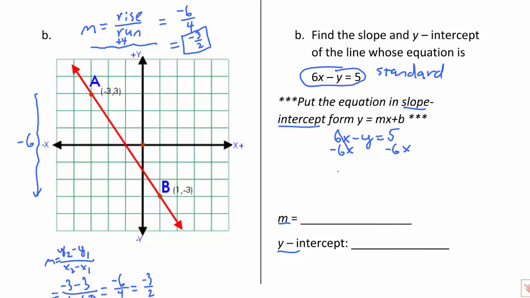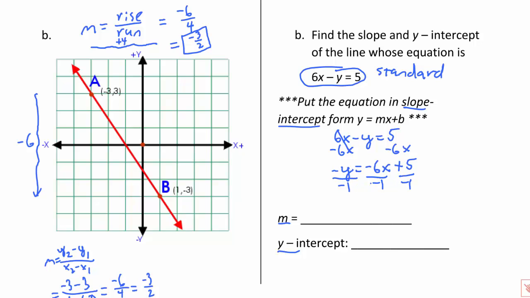Now the left-hand side just leaves me with negative y, and the right-hand side, be very careful here. What I want to do is put the x first, always, no matter what. So the x value is negative 6, so it's negative 6x, and then the 5 here is positive, so it's plus 5. Then I'm going to divide by whatever's in front of y. In this case, whatever's in front of y is negative 1.